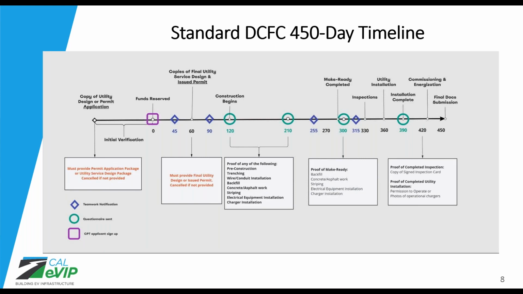So we're imagining that typically at the 60-day checkpoint, you'll have your permit and utility design. Construction typically would begin about 60 days after that, and so on and so forth, onto the installation completed day 390 and final docs at 450. There, in the user guide, there's this basic timeline as well as L2 timelines and DCFC timelines for block grant 1.0 as well. Next slide, please.